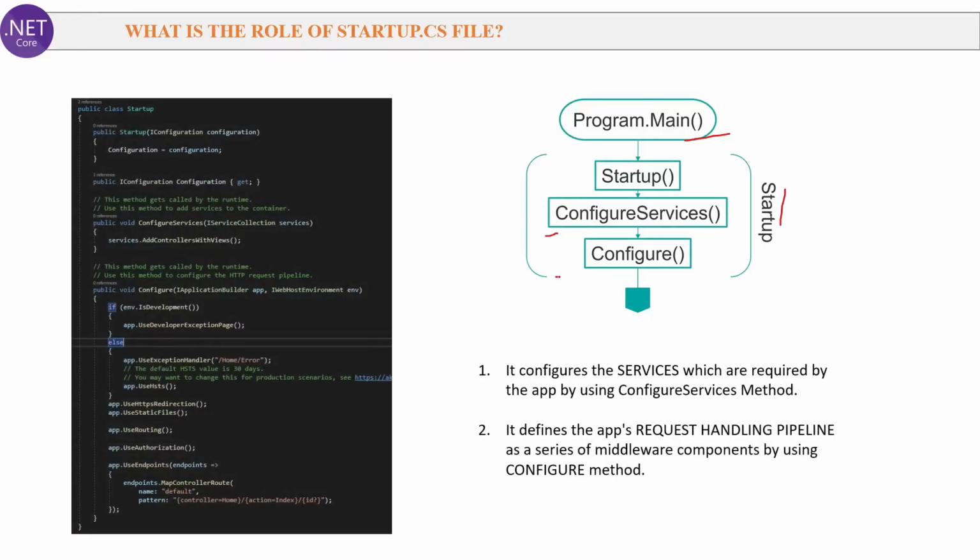Now here you can see the code block of the Startup.cs file. Here we have the Startup constructor, which is used for setting the configuration related things with the IConfiguration interface. Second and third methods are ConfigureServices and Configure. These methods we will discuss in detail in the next question. So basically, the Startup class is used to configure services and to handle the request pipeline.